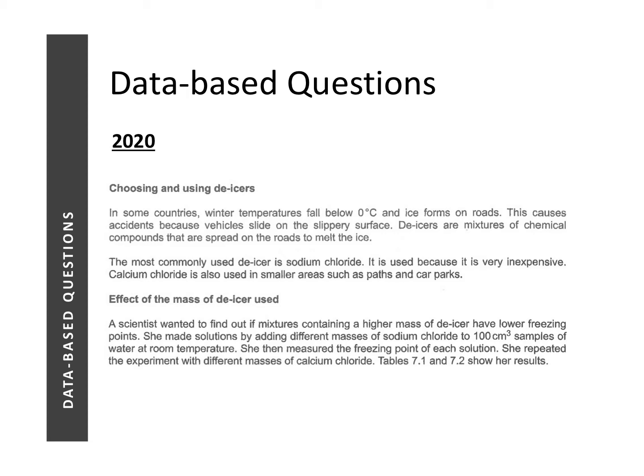If we look at the first paragraph, it's talking about de-icers. The first paragraph is giving an introduction to the de-icers, and usually introductions do not contain any important information. In the second paragraph, however, the passage tells you that the most commonly used de-icer is sodium chloride because it's very cheap. Another de-icer that's being used is calcium chloride, which is used in smaller areas. So it's a hint to you that it's not as cheap.